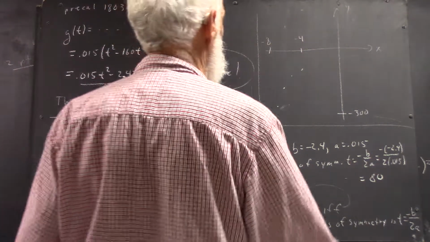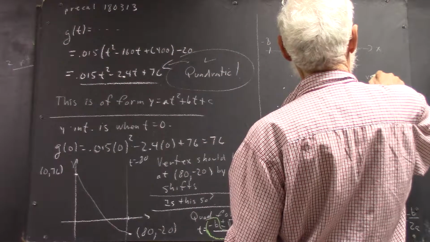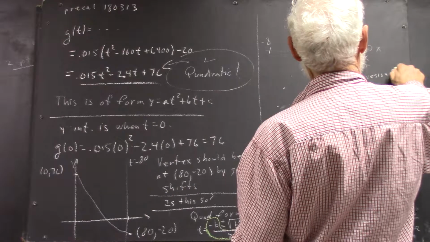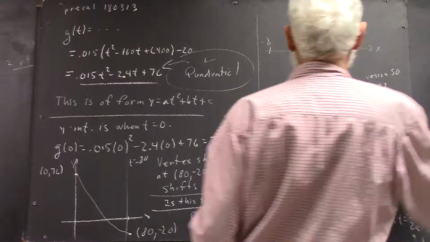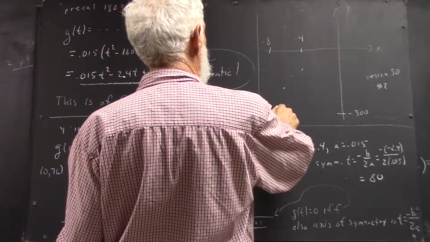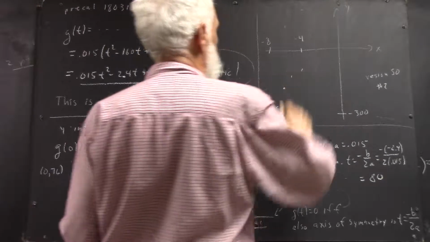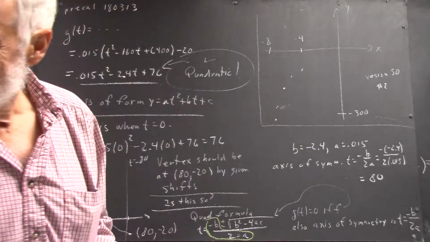Okay, on version 50, number 2. If I plot the given points, the graph is going to look something like this, I hope. Okay?